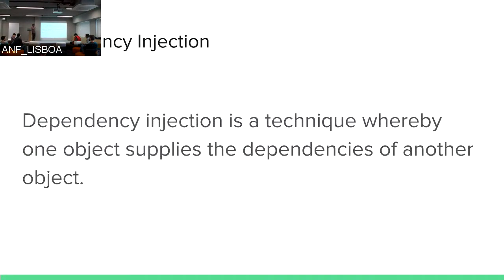So I expect you guys to know that already. It's a definition of basically what we're trying to achieve with Dagger. And it's dependency injection. So dependency injection is a technique whereby one object supplies the dependencies of another object. I'm not going to talk about the advantages of that, but I expect from the bottom of my heart that you know, because that is the reason why you use Dagger if you use Dagger.